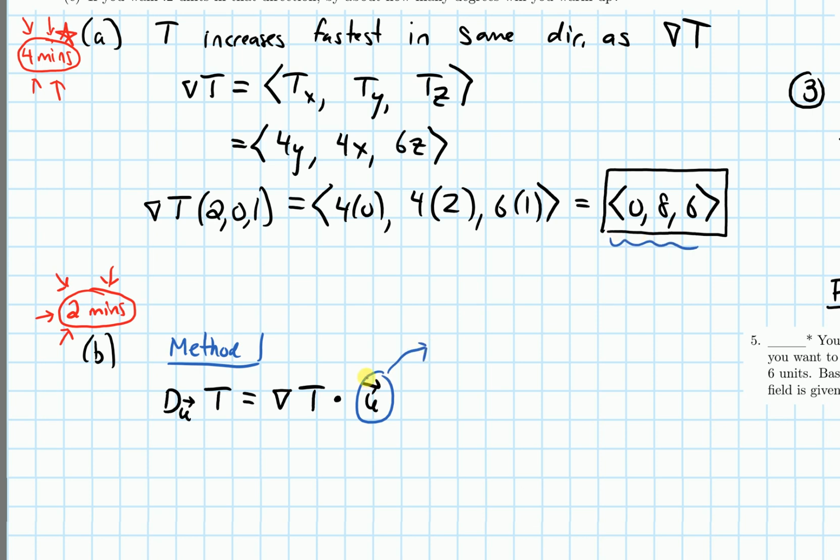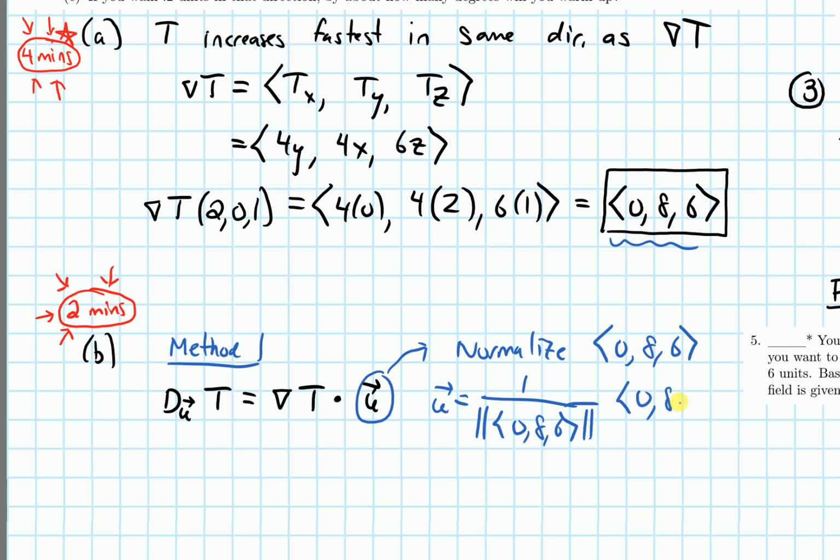But u needs to be a normal vector. So we need to normalize the vector 0, 8, 6. Remember, normalize just means turn it into a unit vector. So u is going to be, the way we do that is you do 1 over the length of the vector 0, 8, 6, and then multiply it by the vector. So multiply it by 0, 8, 6.